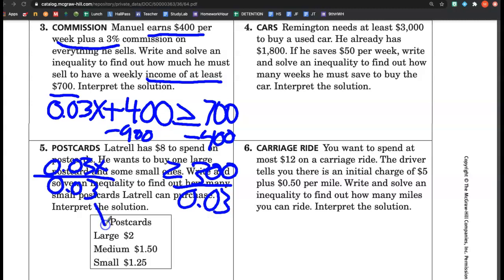And x is greater than or equal to 10,000. Okay, so interpret that solution. What did your x represent? The amount of things sold. So what does your solution mean? You have to sell at least $10,000 or more. Perfect. So you have to sell at least $10,000 or more in order to get a weekly income of $700.